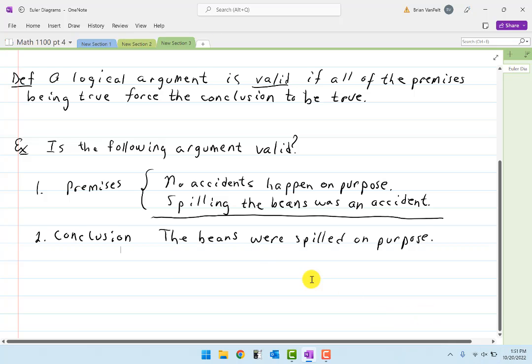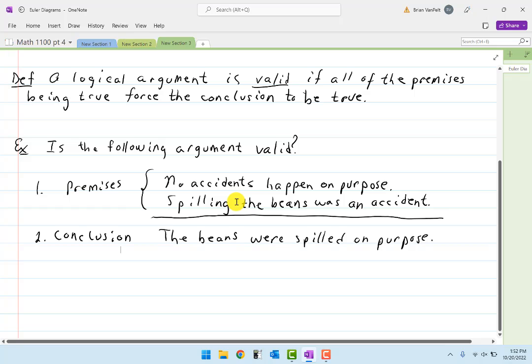I'm going to grab my cursor so I can follow along with this. The beans were spilled on purpose. Was it purposefully done? Let's take a look. No accidents happen on purpose. I'm assuming that spilling the beans is considered an accident. Spilling the beans was an accident. Well, obviously I just said that. Okay. So the beans were spilled on purpose. No accidents happen on purpose. Spilling the beans was an accident.